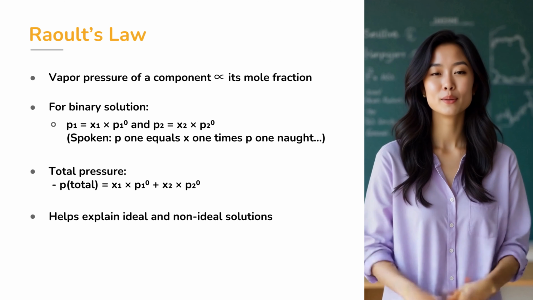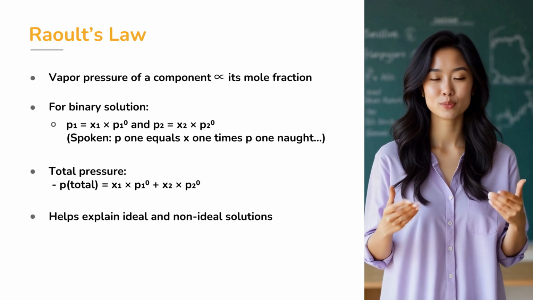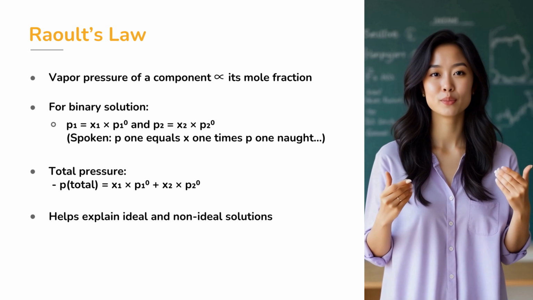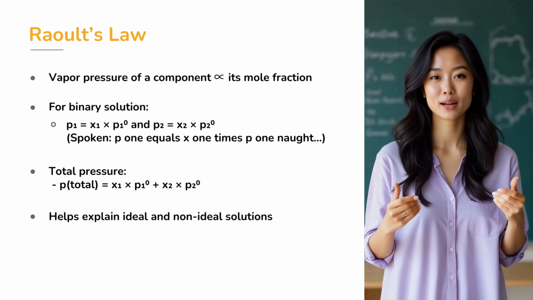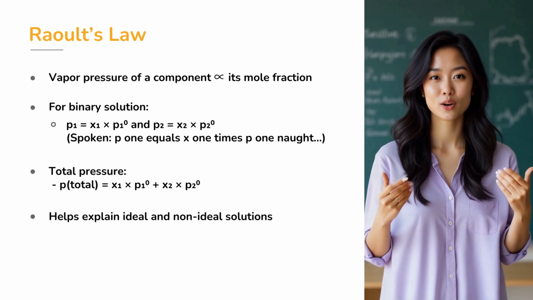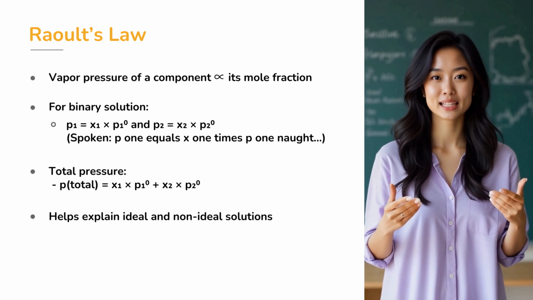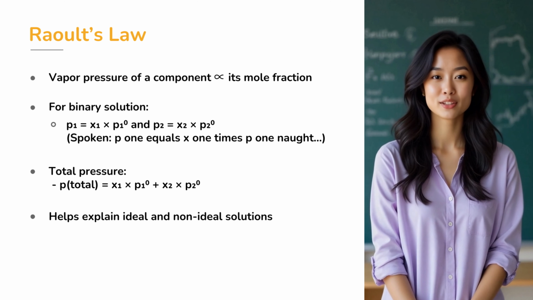Total vapor pressure. P total equals P1 plus P2, which equals X1 multiplied by P1 naught plus X2 multiplied by P2 naught. This law is the basis for understanding ideal solutions and non-ideal deviations.